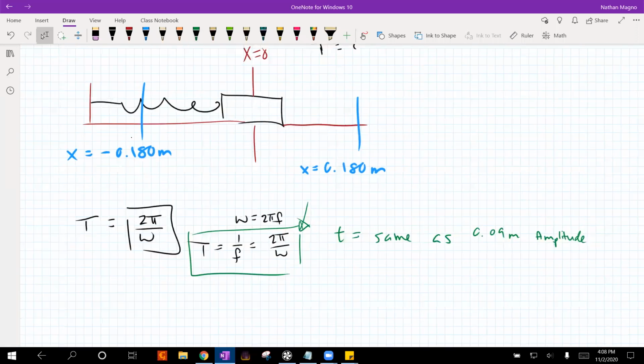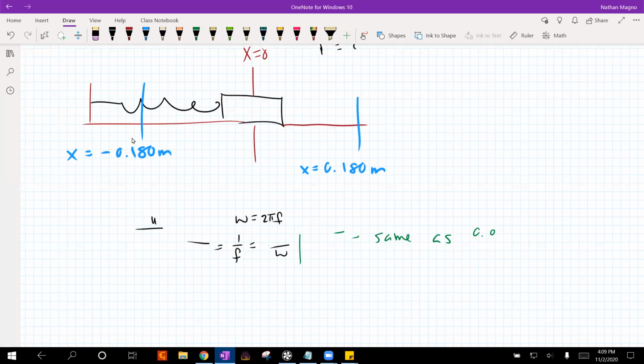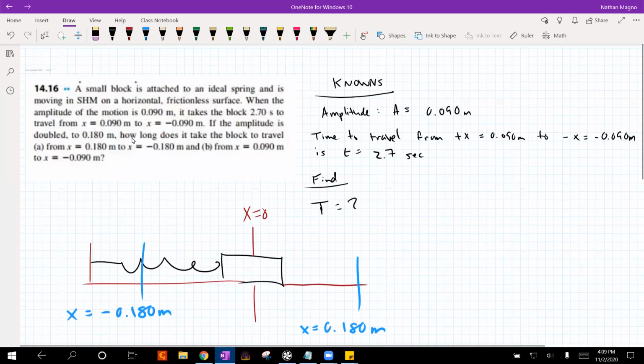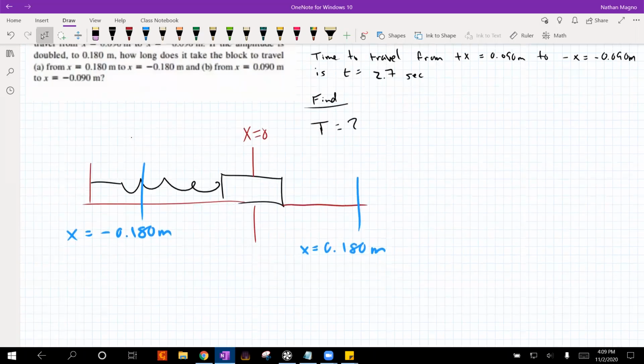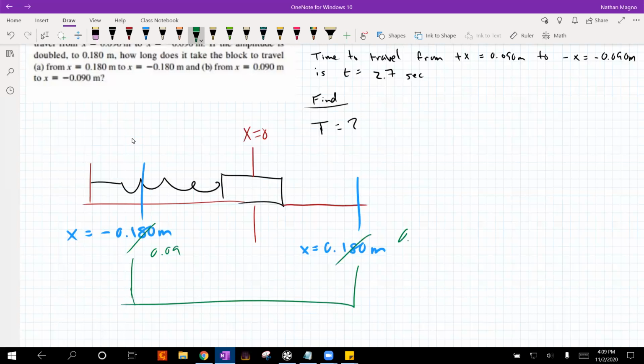So now for part B. For part B, it was a little confusing just because I read it wrong. So let me explain this. For part B, it wants the time it takes. Well, let me read it first. Basically it wants the period from x equals 0.09 meters to negative 0.09 meters, but I didn't know that they meant within this interval. So I did the whole problem with this as 0.09 and this as 0.09 when they actually wanted it like this.